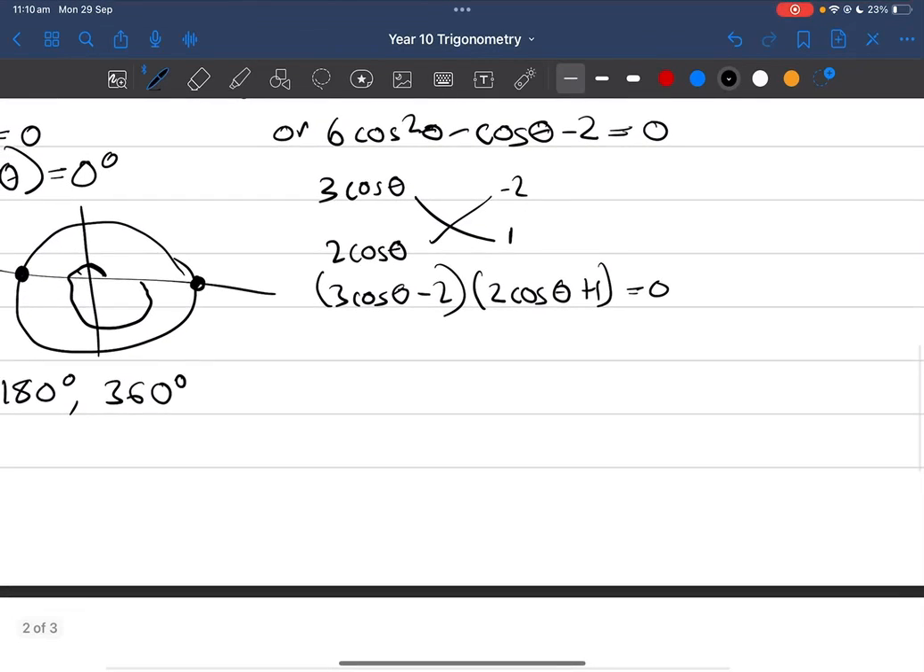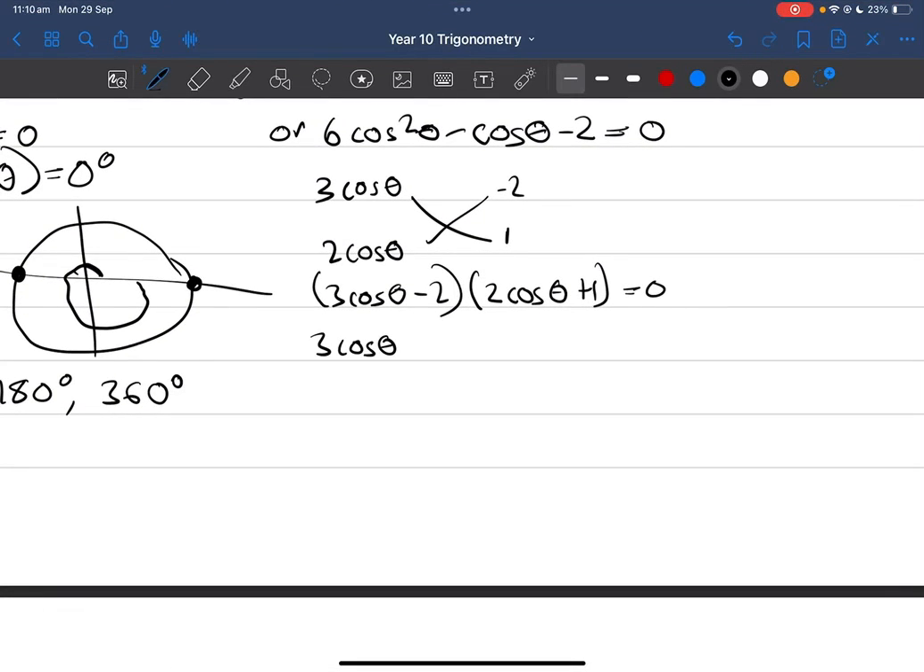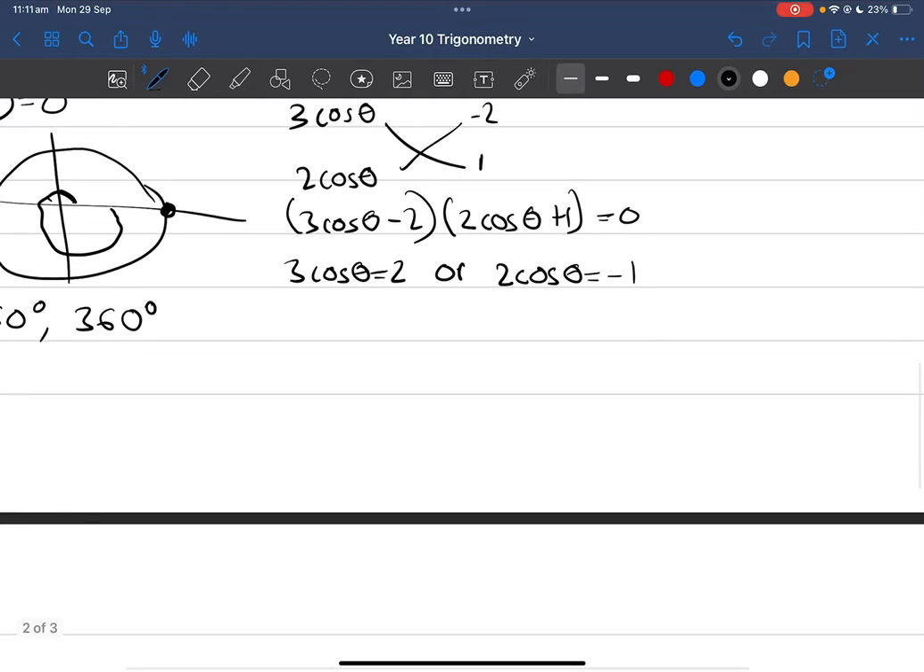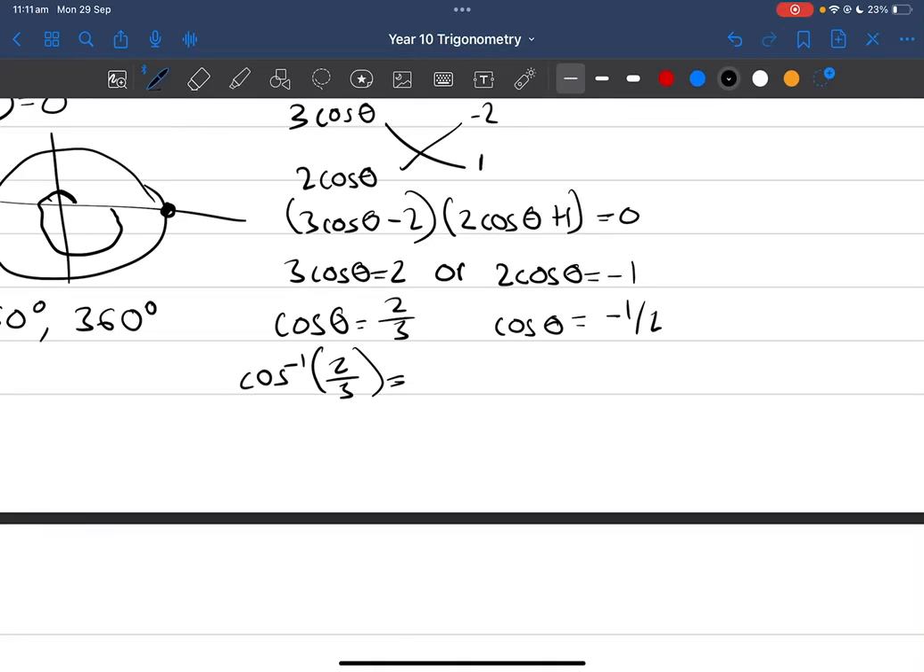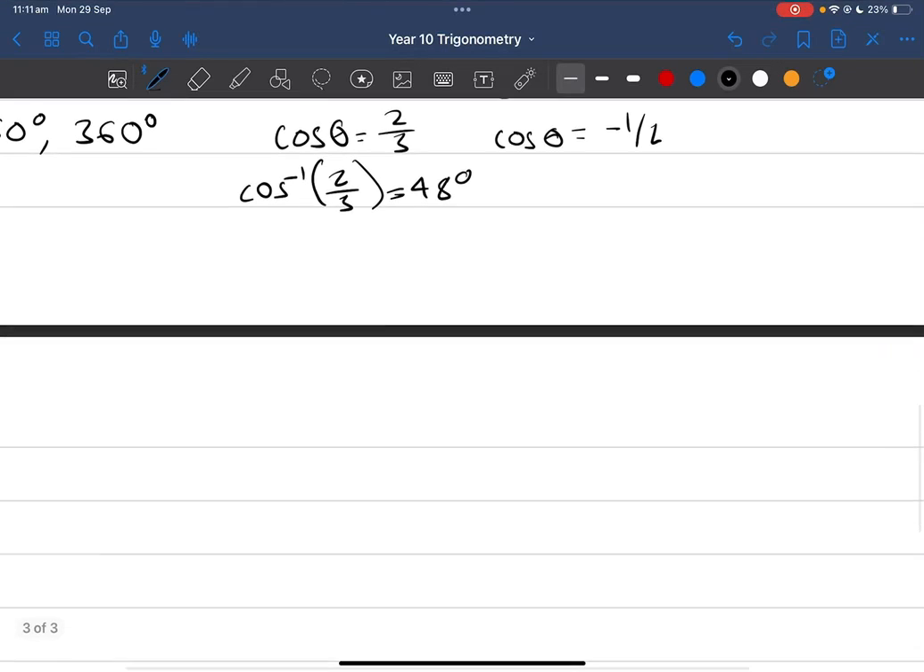Now, again, by the null factor law, we can write this as 3 cos theta equals 2 or 2 cos theta equals minus 1. And we can write this as cos theta equals 2 over 3. And cos theta equals minus 1 over 2. Now, let's do cos inverse of 2 over 3. That gives us approximately 48 degrees. So cos inverse 2 over 3 equals 48 degrees approximately, because we're asked to do it to the nearest degree.